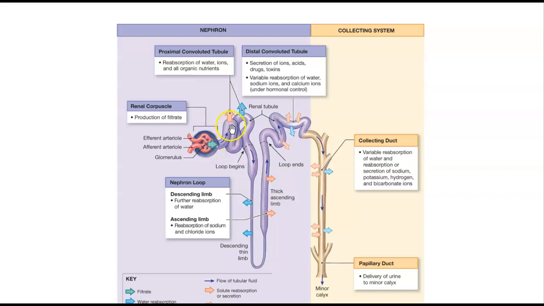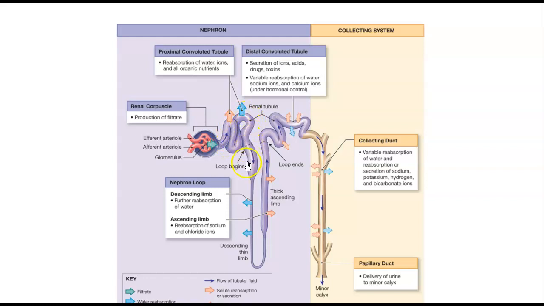The filtrate enters into the PCT, proximal convoluted tubule, and the main process that occurs here is called reabsorption. So all the stuff is filtered out of the blood into this capsule, and then when it enters the PCT, the important stuff is reabsorbed back into the blood, because we don't want to lose the glucose and the amino acids and the important nutrients. We don't want that to be excreted with the urine. We want it back in our blood so it can get to our cells, so our cells can get the nutrients that they need. So the PCT functions in reabsorption back into the blood.